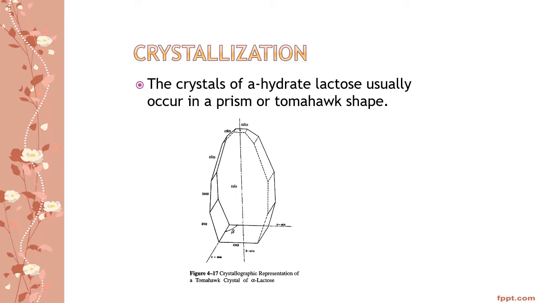Yeah? So it usually forms in a prism or tomahawk shape. Okay, if you look at the tomahawk crystal, after some time, it will grow a lot. This is like one single unit cell. So if you have more crystals, you see the prism here, the tomahawk shape will increase with getting more, and then it will cause the sharp sensation in your mouth when you are eating ice cream.